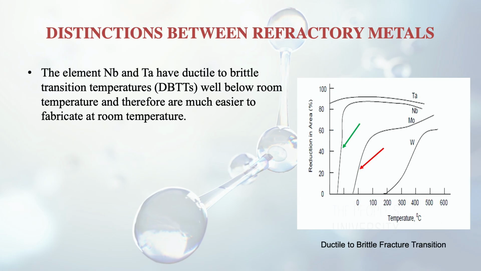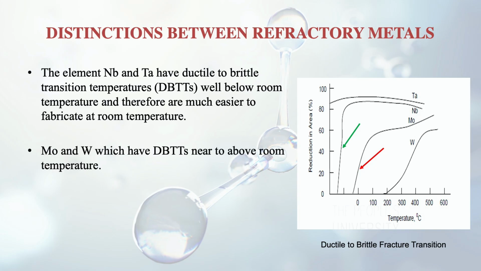So that is again coming into play when we are seeing the creep resistance. Nb and Ta, that is niobium and tantalum, have a ductile to brittle transition temperature much lower than room temperature, but molybdenum and tungsten have DBTTs very near to or above room temperature. So this is a problem in the case of Mo and W, because they will change to brittle and it will be very difficult to use them.